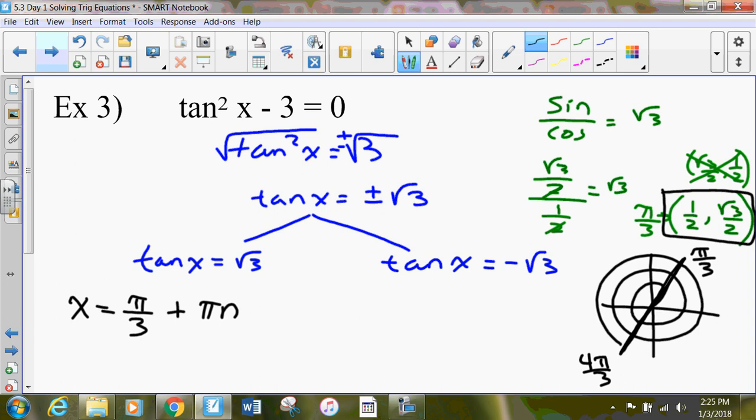We didn't have that pattern before in the other answers, so we had to do both of them separately and add a 2 pi n. But when we have something that looks like this, we just add pi n, which is pretty cool.